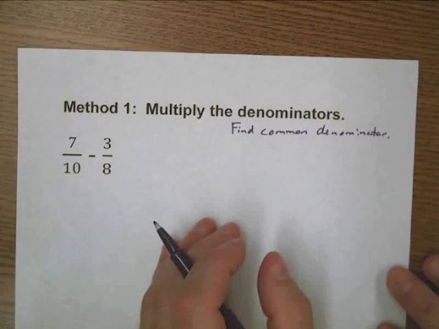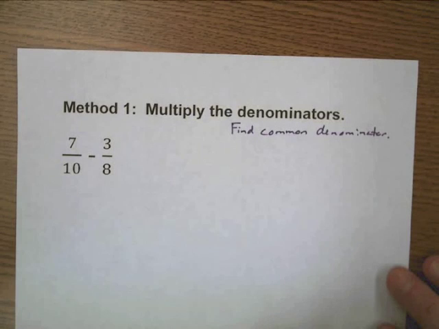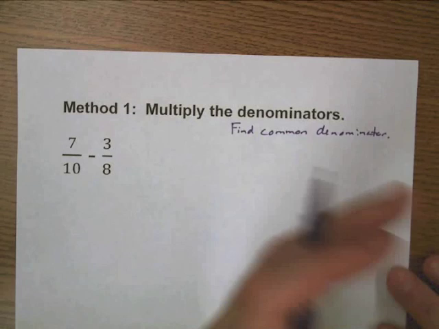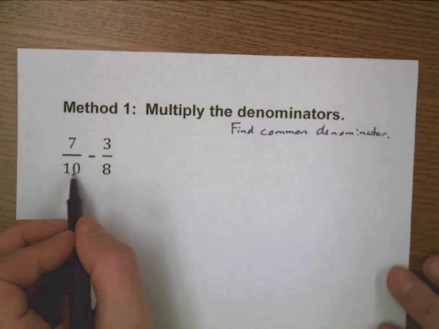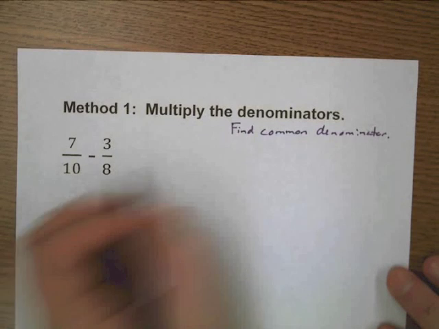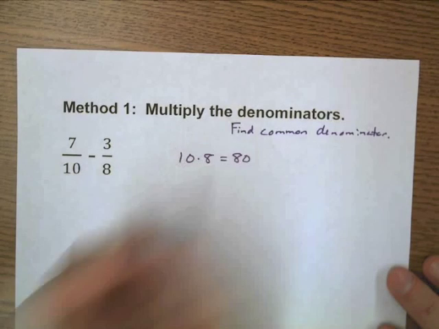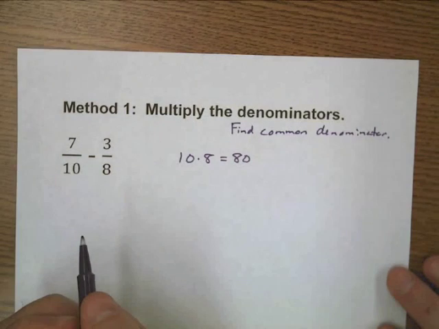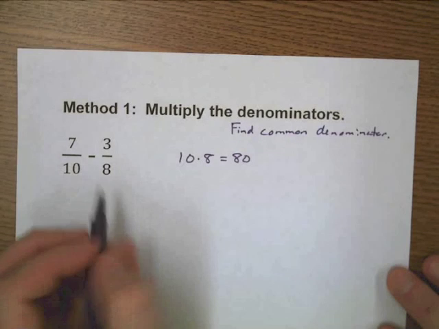When you have unlike fractions, you always have to find a common denominator so that you can be adding or subtracting the same size pieces. One way to do that is to multiply the denominators together. 10 times 8 gets us 80. That's going to be a common multiple of both 10 and 8, so I can use that.